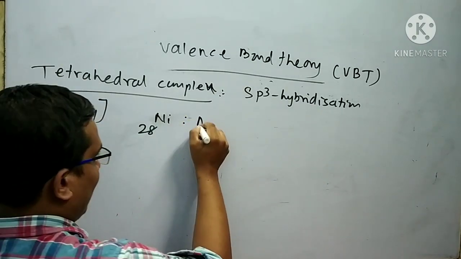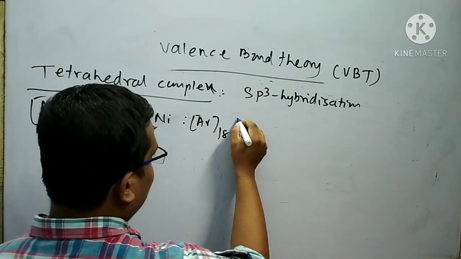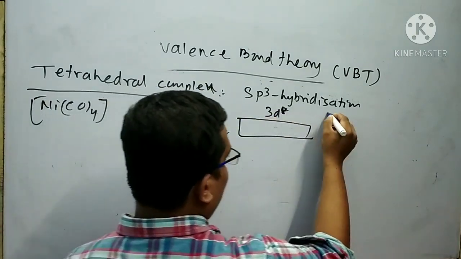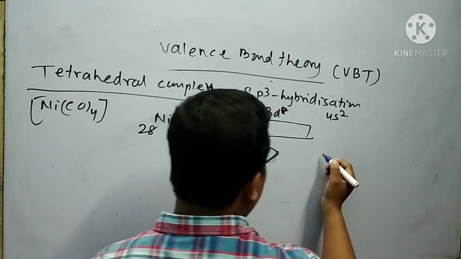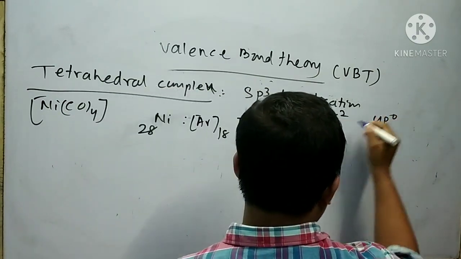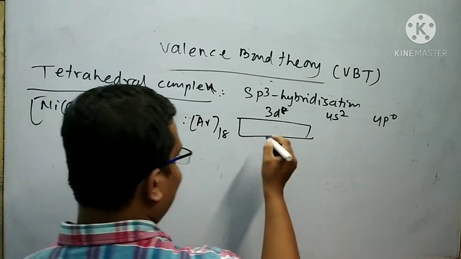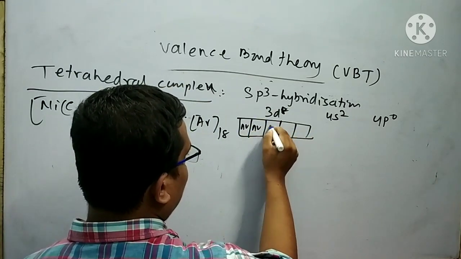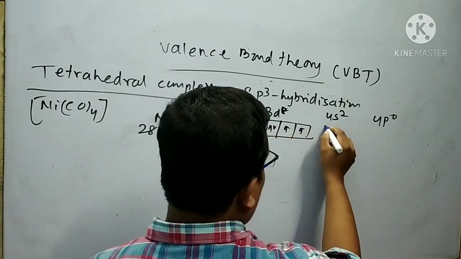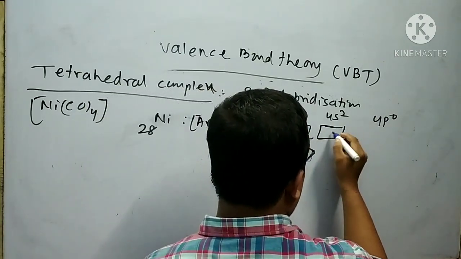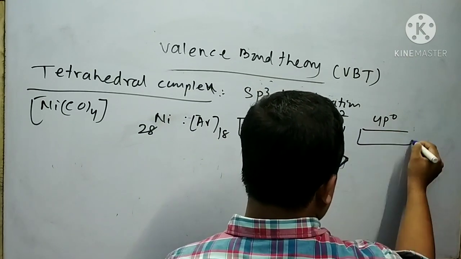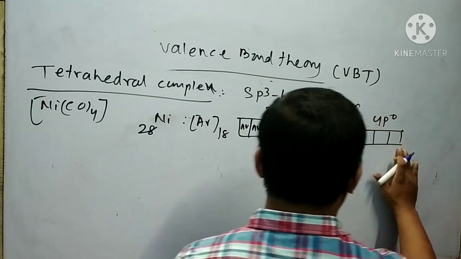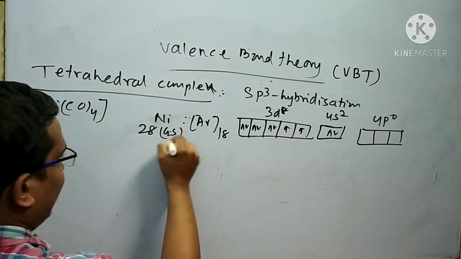So I can write argon 18, 3d8, 4s2, 4p0. The 8 electrons are present in the 3d orbital like this. 2 electrons are present in the 4s like this. The 4p orbital is vacant. This is your ground state.